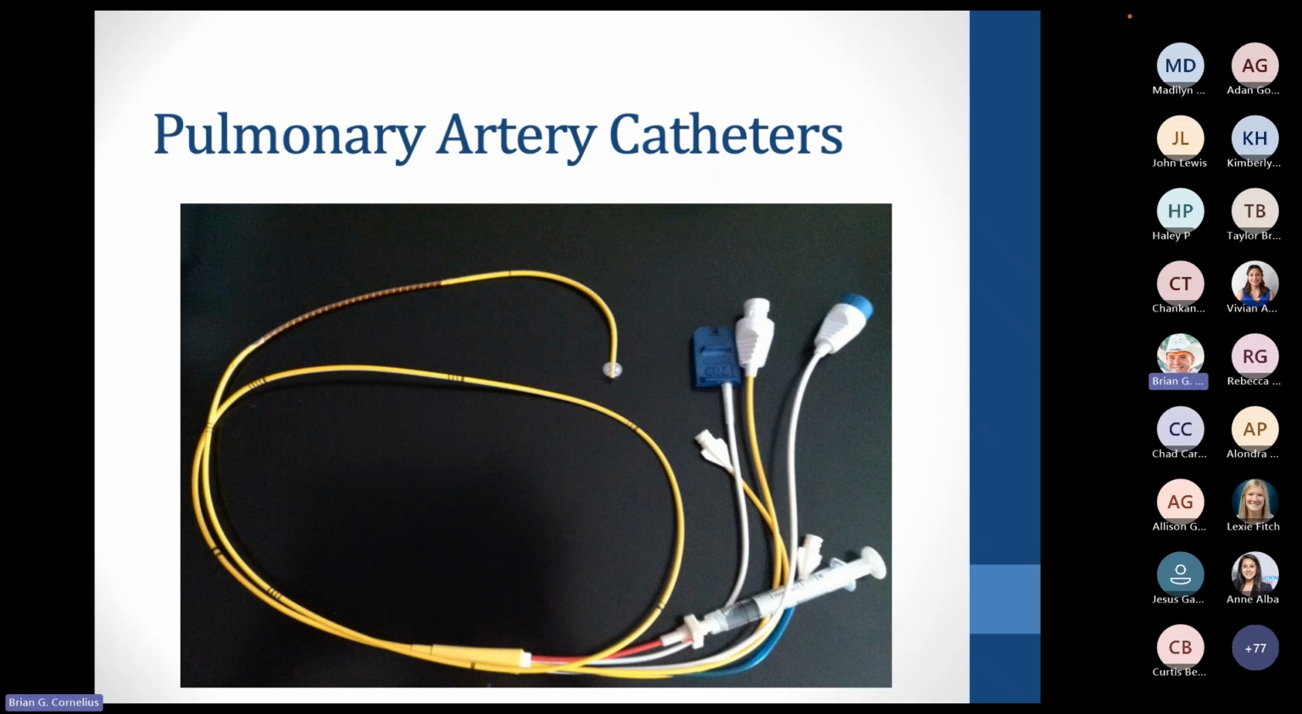So if you look there in the center of the screen, there's a little balloon. And what you use that balloon for is to actually float this down through the pulmonary arteries to where you're able to wedge it in place. And then with that balloon inflated, it basically isolates everything behind it. So it allows you to look through the lungs to see what the left side of the heart's doing.